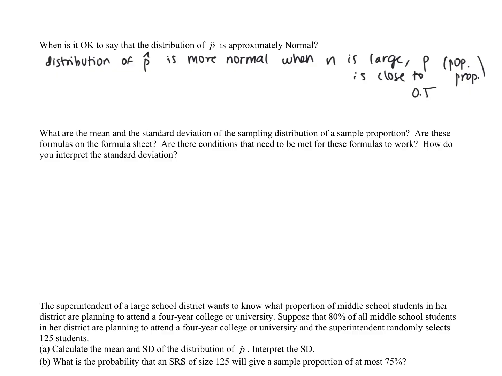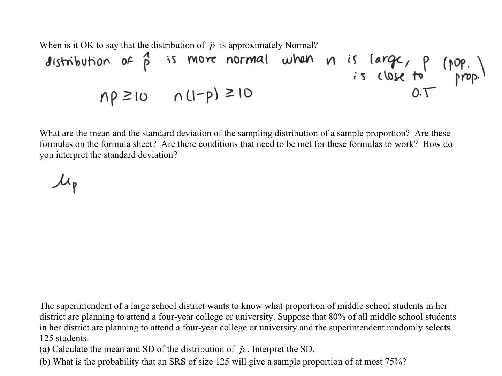Now, of course, that is generic. We need a rule to go by. So our rule is np has to be at least 10 and n(1 minus p) has to be at least 10. Both of those have to be true. As long as both of those are true, the distribution of p hat is approximately normal. So that's the shape part, now talking about center and spread.